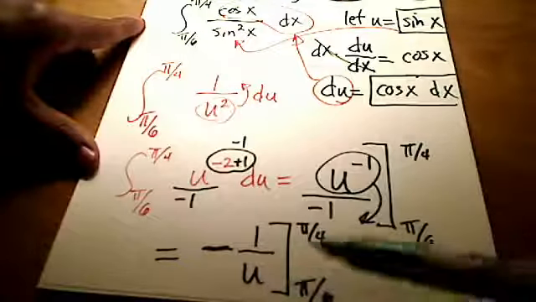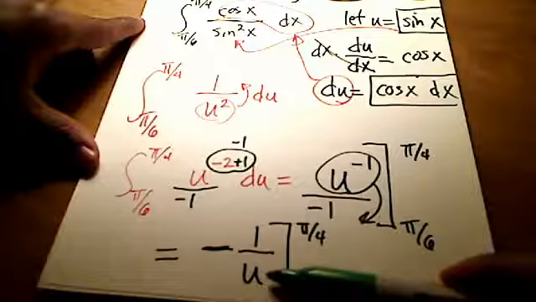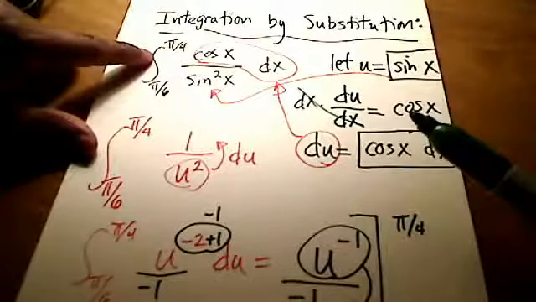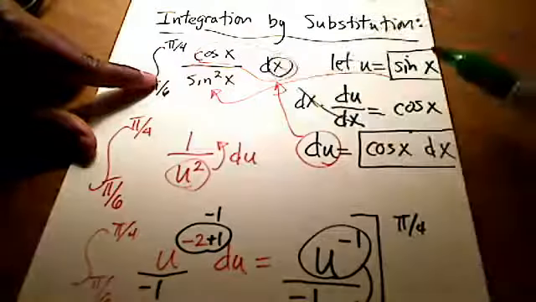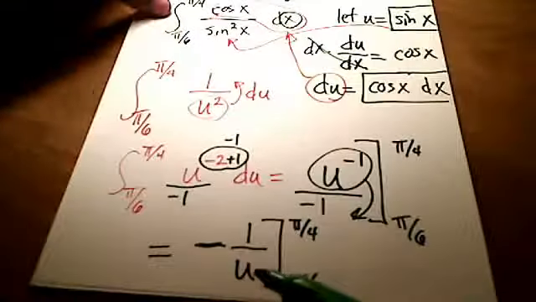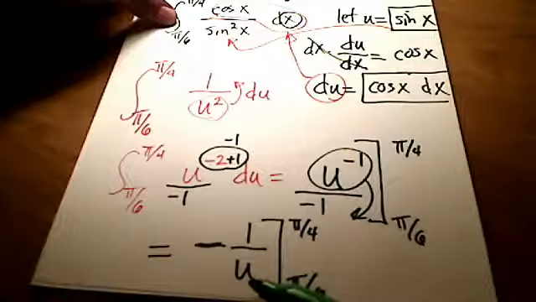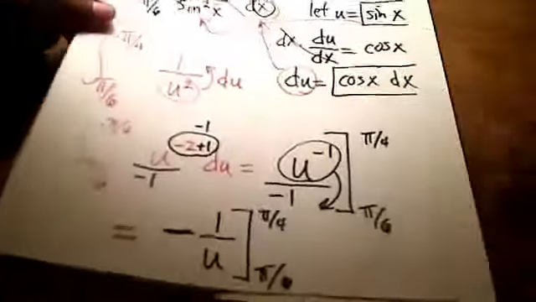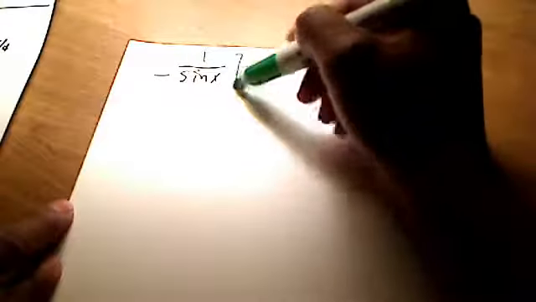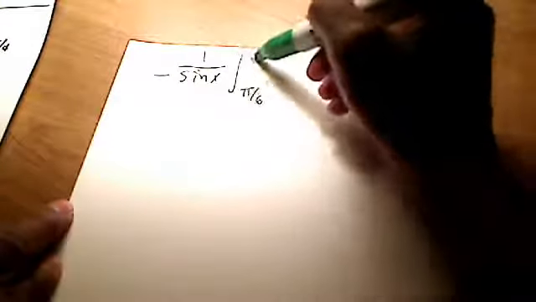But there's one more problem left with this, and that is the original problem said I don't want the integral of this with respect to u. I wanted it with respect to x, right? So I need to back substitute in place of u what we originally substituted it for, which was sine x. So I'm going to write this now, and I'm running out of room here. Let me switch over. I'm going to write this now as negative 1 over sine x. There we go. I've got negative 1 over sine x evaluated between pi over 6 and pi over 4.